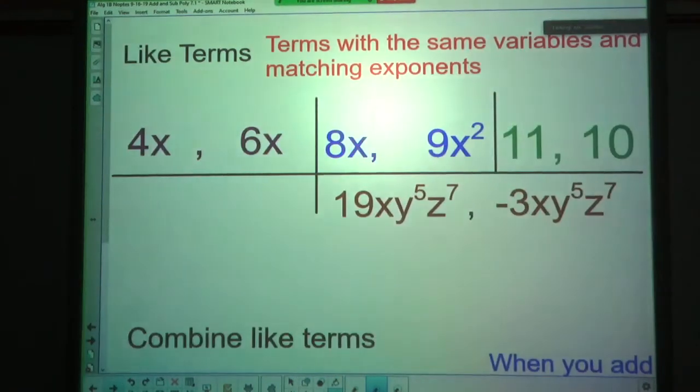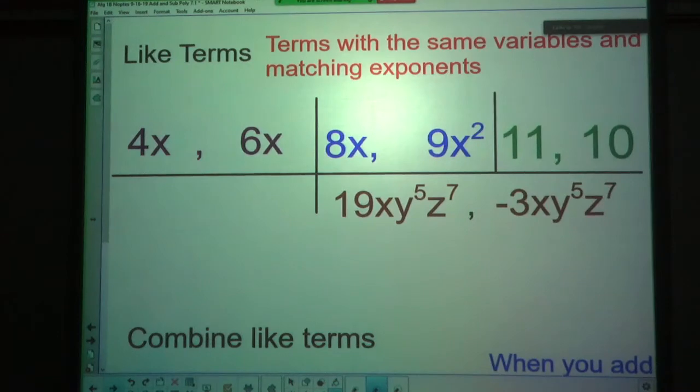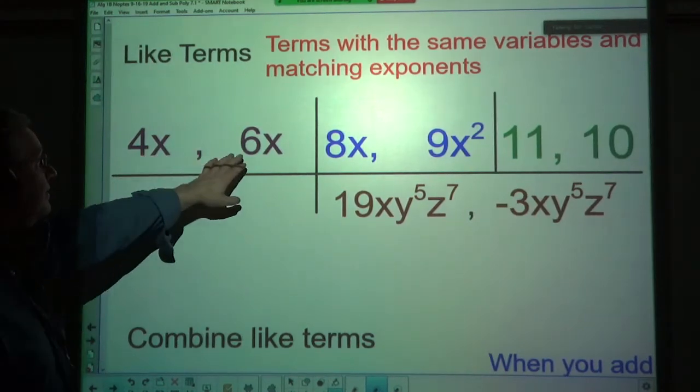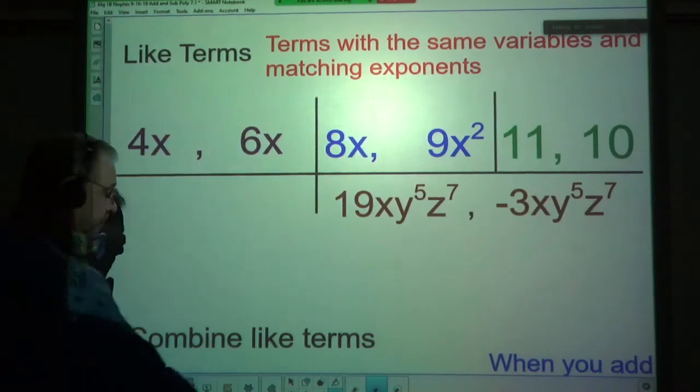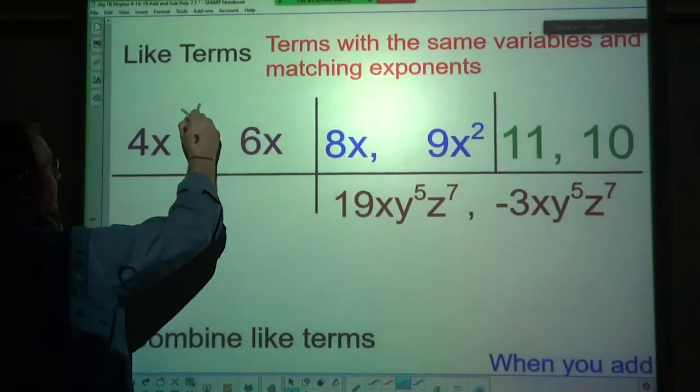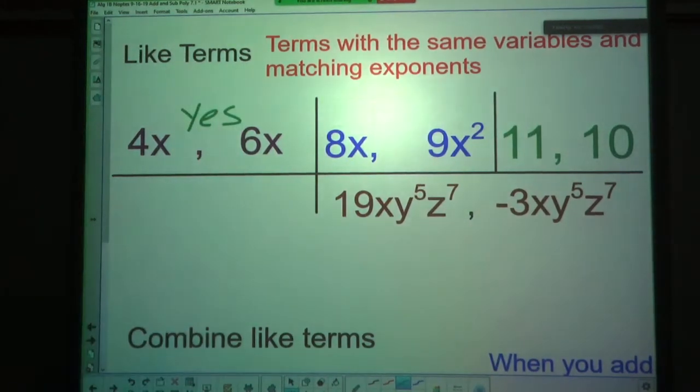Now, like terms. Like terms are terms with the same variables, and the variables have matching exponents, and I'll show you what that means. This first one, 4x and 6x in the purple, those are considered like terms because the x's have a 1 coefficient. Sorry, not coefficient, exponent. That's what I meant to say.